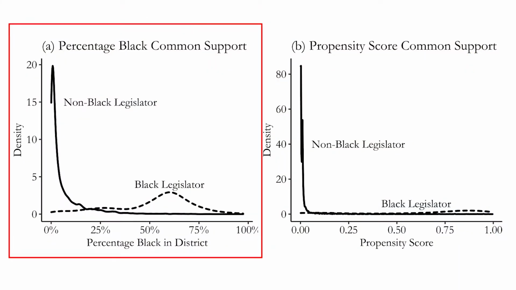Well, a common thing that you might do is simply try to trim or drop observations for which there is not common support. So for example, we might look at that graph on the left there and say, okay, you know what? I see a lot of black legislators who are in areas with 50 to 75% black, but there's simply not enough non-black legislators to compare them to. I might have to drop all those black legislators simply because I don't have a good match to compare them against.